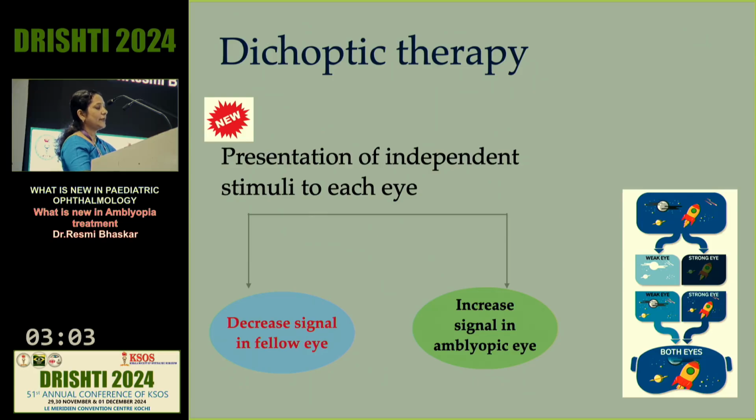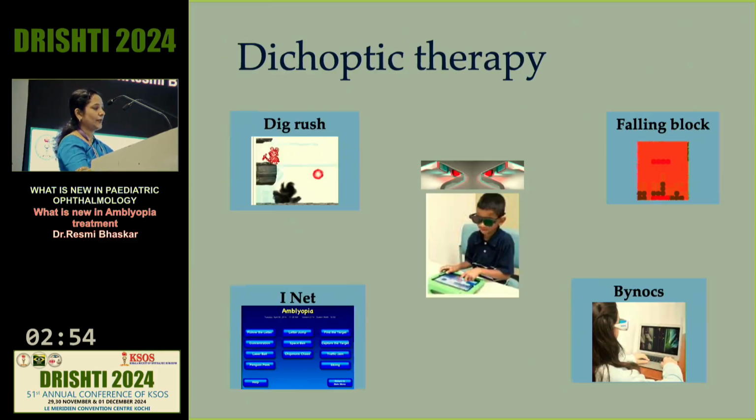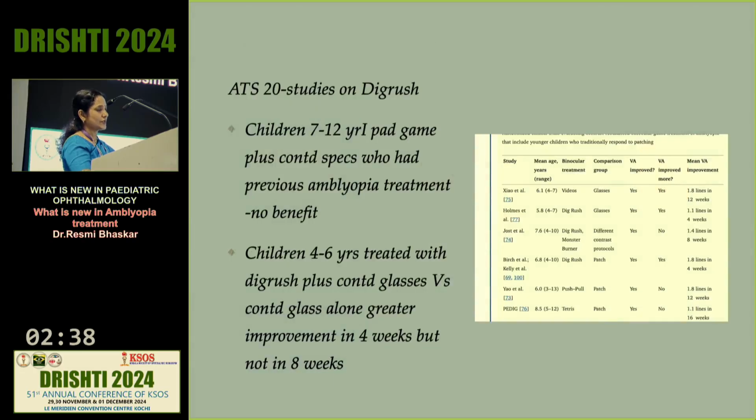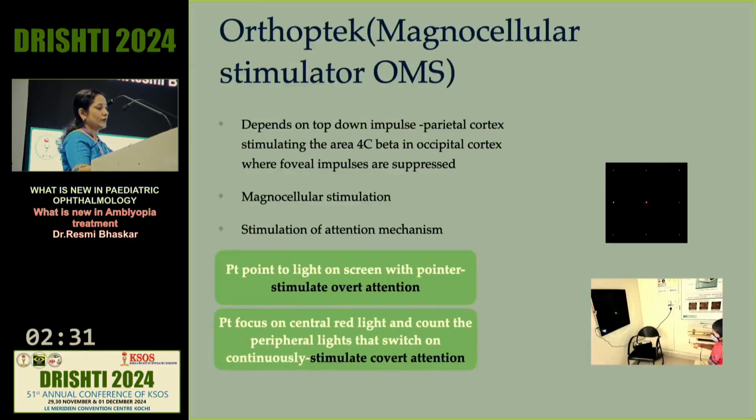Dichoptic therapy is based on giving two independent stimuli to each eye, and you increase the signal in the amblyopic eye and decrease the signal in the fellow eye. So, only when the child uses both eyes will they be able to play. There are different types of dichoptic therapy. The child uses anaglyphic glasses, high contrast is given to the amblyopic eye, and they play games or watch movies. They can do it on a tablet or computer screen, home based or hospital based. Few studies have shown improvement within a shorter period, but long term, not much proof.